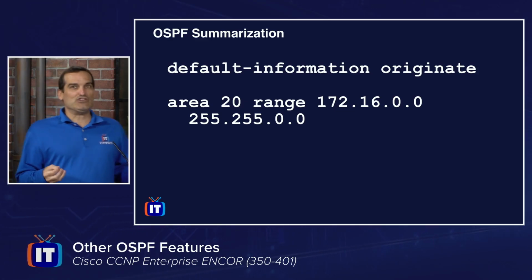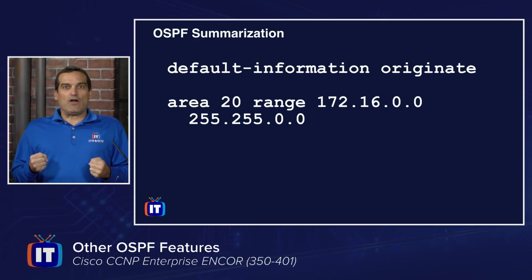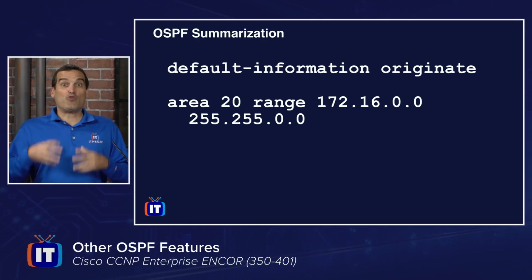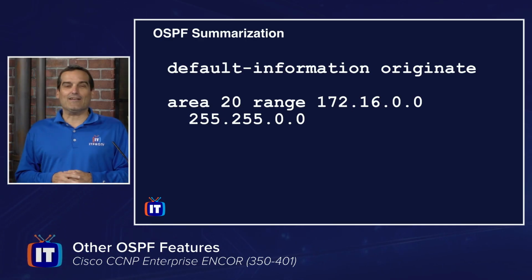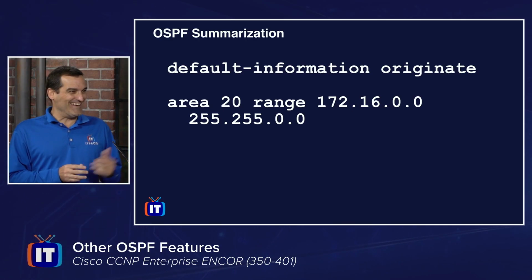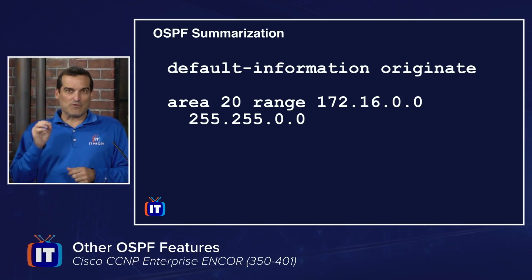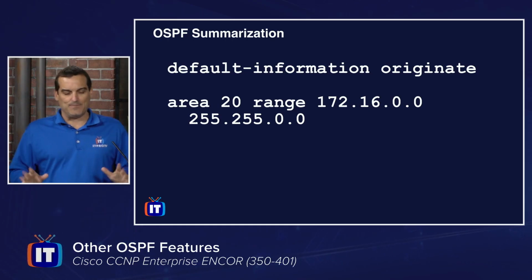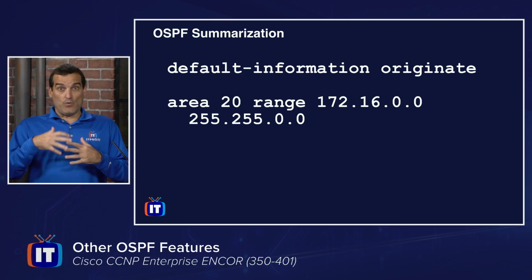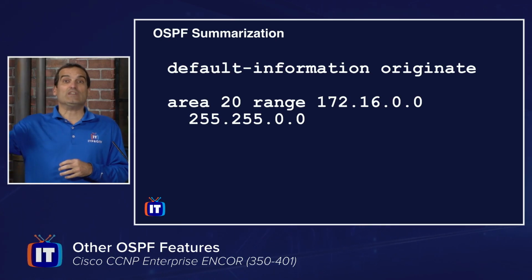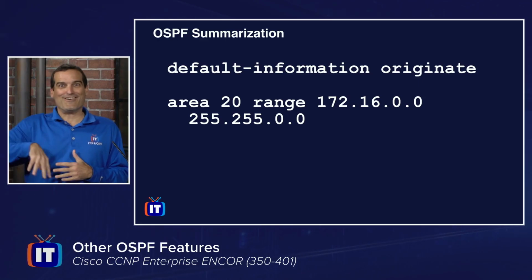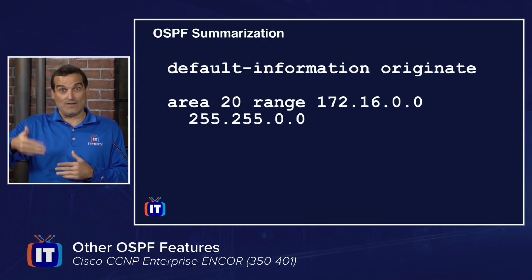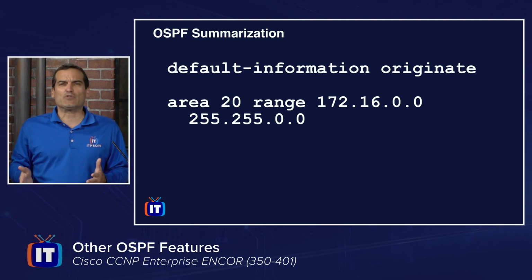So default-information originate. This is where we are having OSPF propagate the ultimate summary, the default route. There's one caveat that you and I were discussing this morning. What we do is when we have an OSPF speaker connected to an internet service provider, and that's where we're going to direct traffic destined for the non-interior of our enterprise, it needs to advertise a default route. Super easy way to do that.